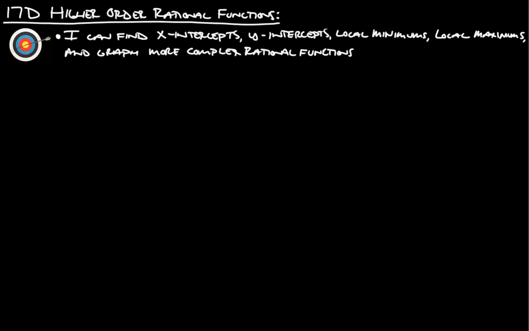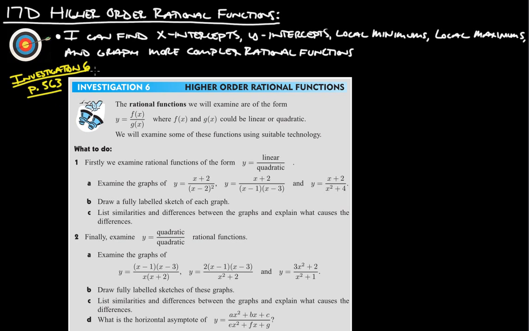All right, so first thing we're going to do is take a look at investigation 6 from page 563. It's basically just going to have us take a look at a couple different types of rational functions. It's going to have us look at a linear function divided by a quadratic function, and then a quadratic over a quadratic. Linear meaning the power of x is just 1, so first power, and then quadratic, the power of x is 2, x squared, x times x.